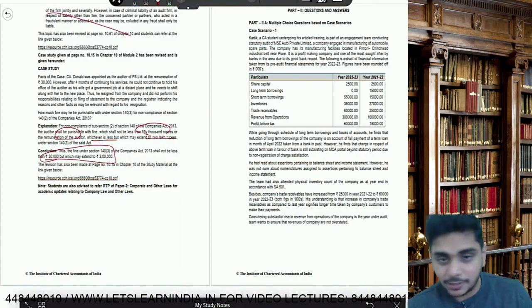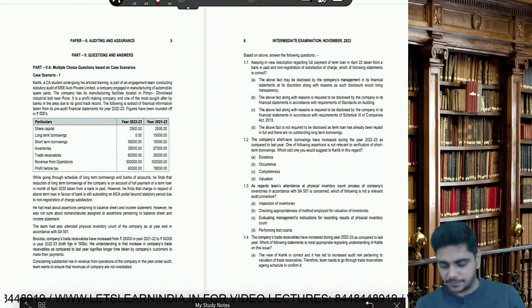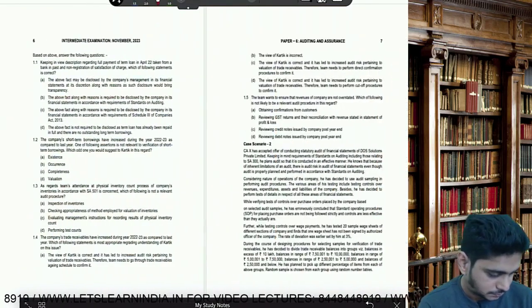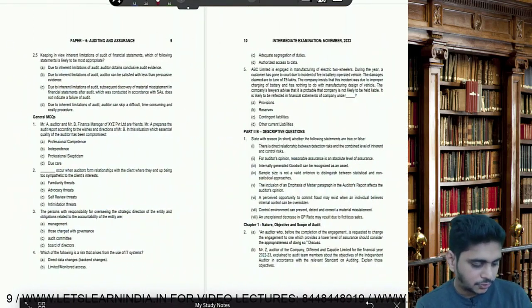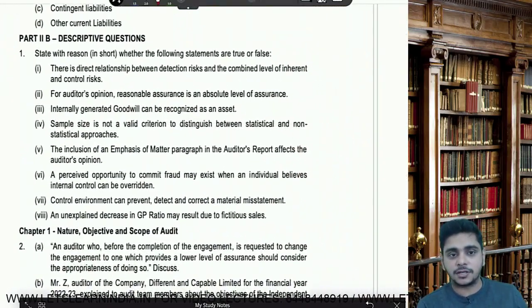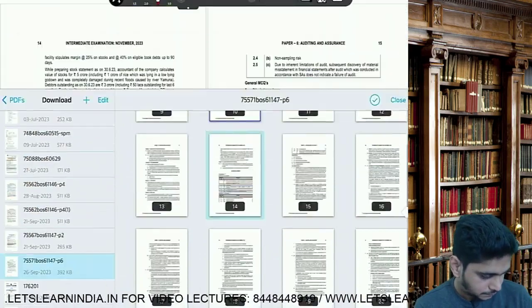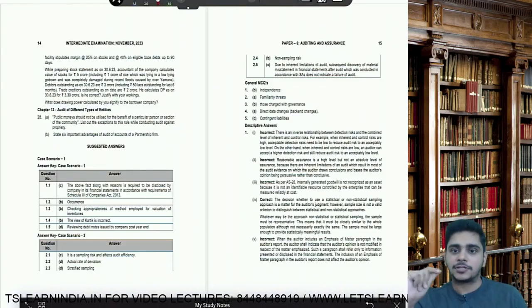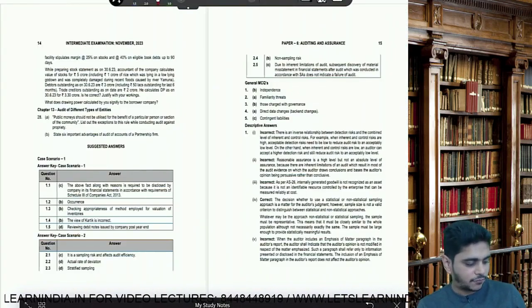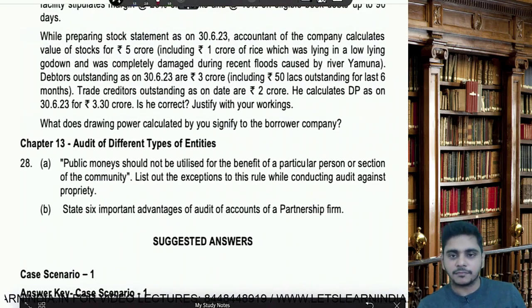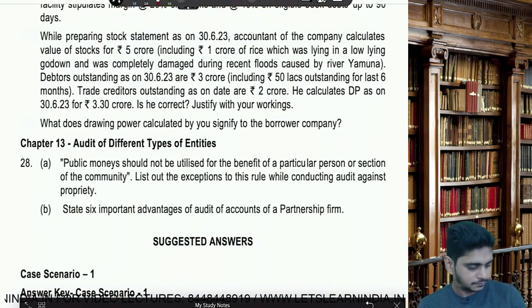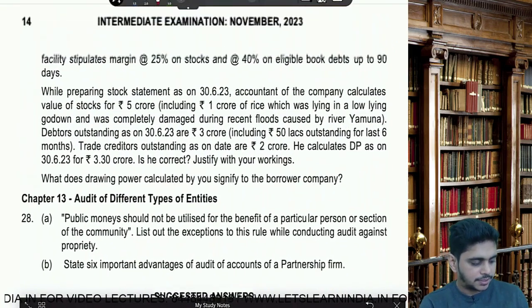Cool. So let's start the RTP questions. That's important. So we do the MCQs later on. First, let's do the correct incorrect. No, let's go reverse. Come to page number 14 of RTP.